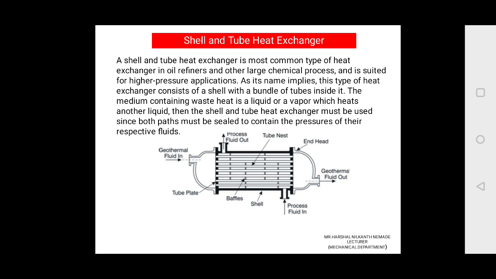Shell and tube heat exchanger. The shell and tube heat exchanger is the most common type of heat exchanger in oil refinery and other large chemical process, and is suited for higher pressure application. As its name implies, this type of exchanger consists of a shell with a bundle of tubes inside it. The medium containing waste heat is a liquid or a vapor which heats another liquid. Then the shell and tube heat exchanger must be used, since both paths must be sealed to contain the pressure of their respective fluids. Okay, you may see the diagram of shell and tube heat exchanger.